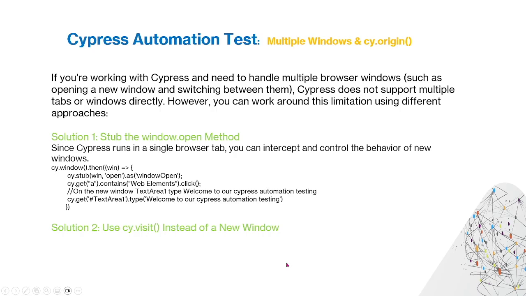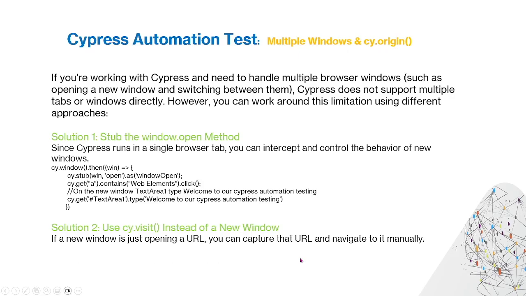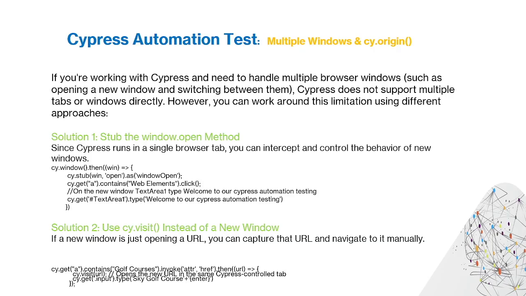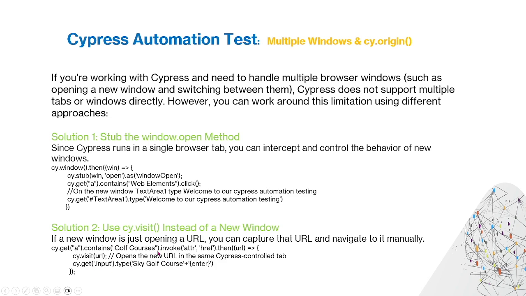Solution 2, use the Cypress visit function instead of a new window. If a new window just opens a URL, you can capture that URL and navigate to it manually. This is the code. You see here is a link, golf course. Get this link, and pass this link URL to the visit function.